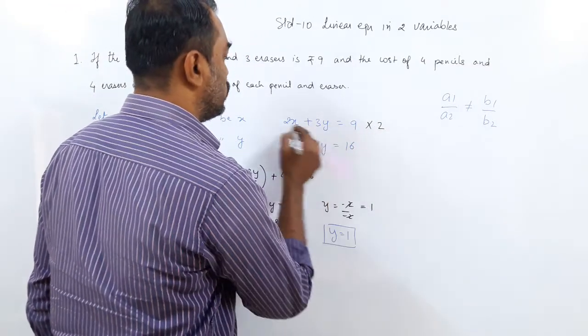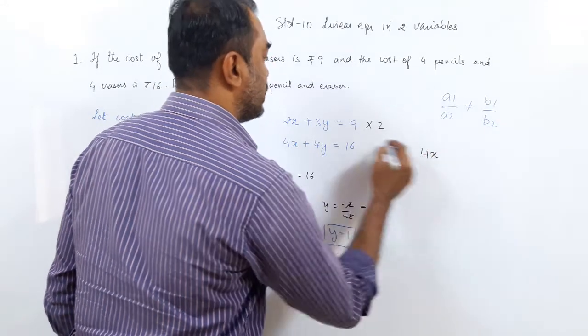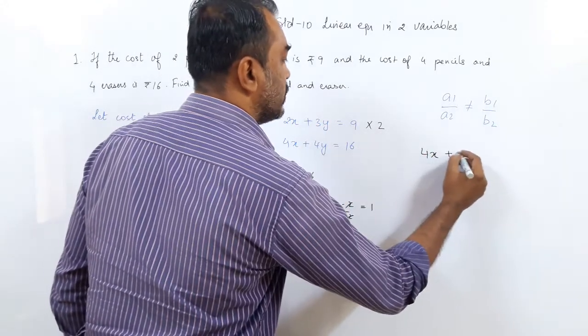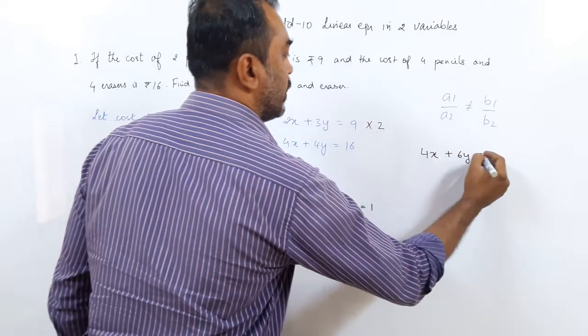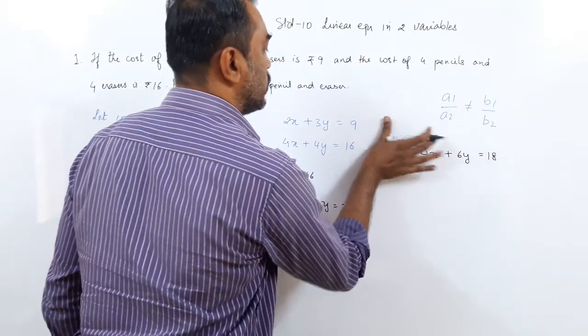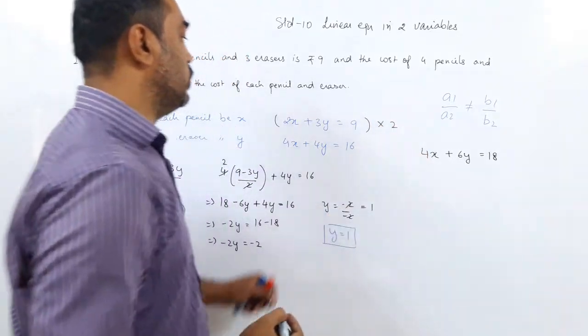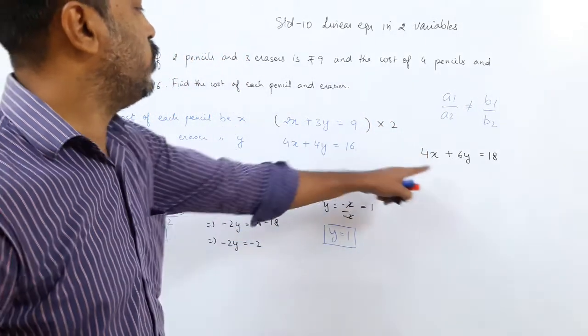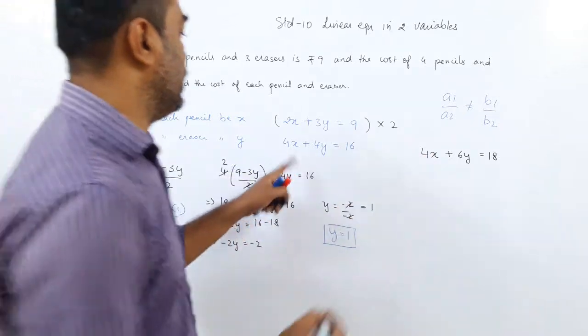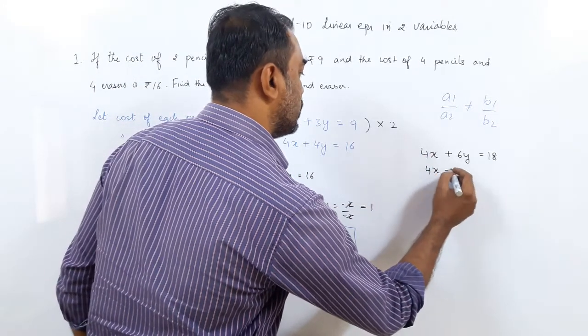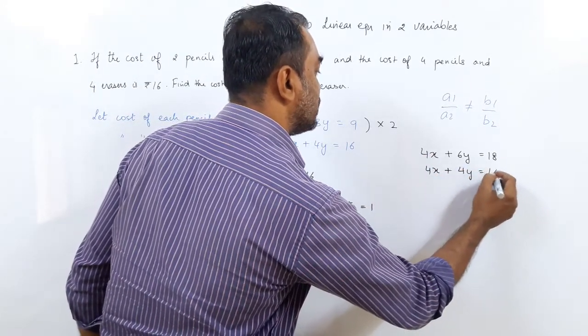So this equation becomes 2 into 2x is 4x, 2 into 3x is plus 6y, 2 nines are 18. Okay? So I multiply it to actually write the whole bracket. The whole equation I multiply by 2. So I got 2 into 2x, 4x, 6y equal to 18. This I have 4x plus 4y equal to 16.